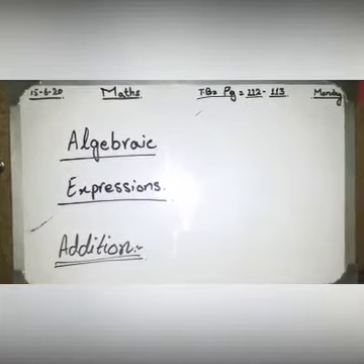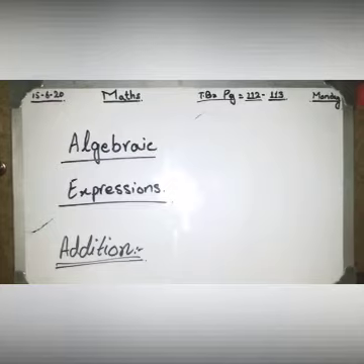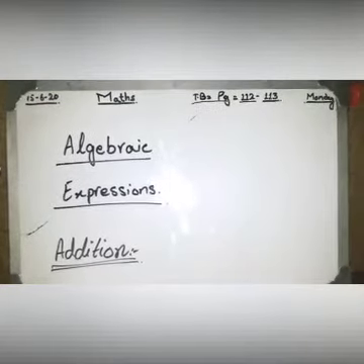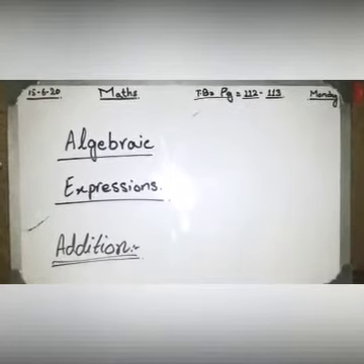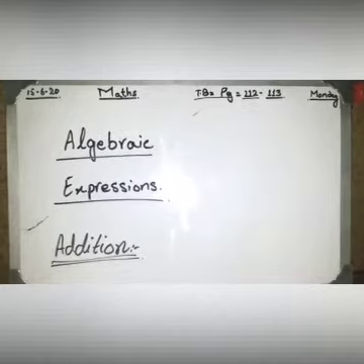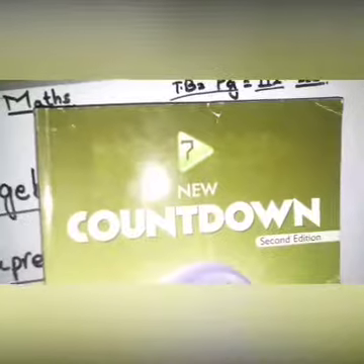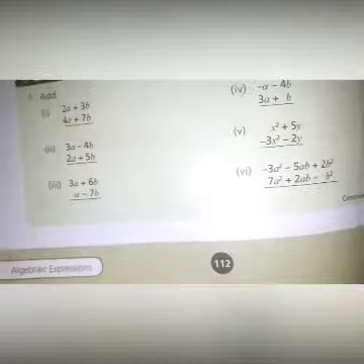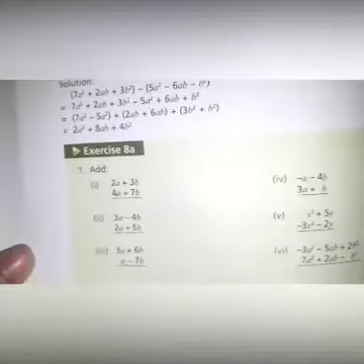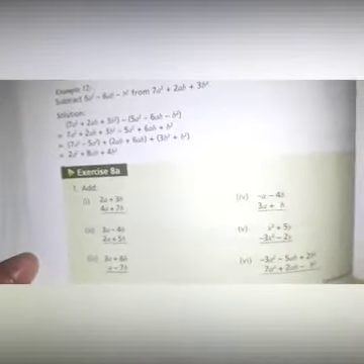Welcome to the Smart School City Campus online maths class for grade 7. Textbook page number 112 and 113. You have the new chapter, algebra explanations, and you have the topic addition. On page 112, exercise 8a, you have the topic addition. Now simply you will learn in this chapter how to add in algebra.